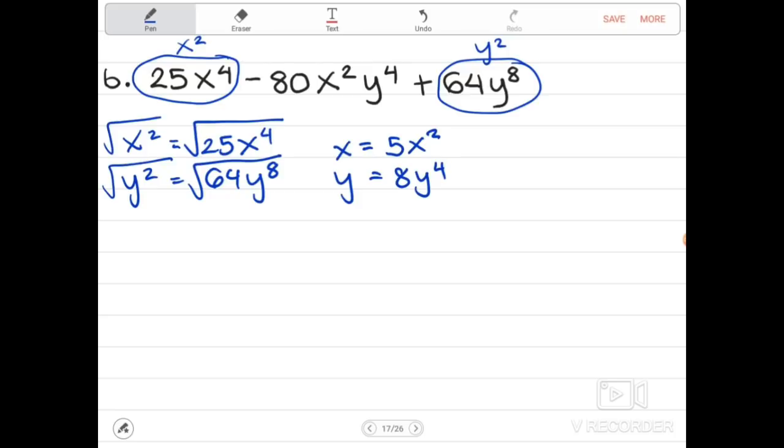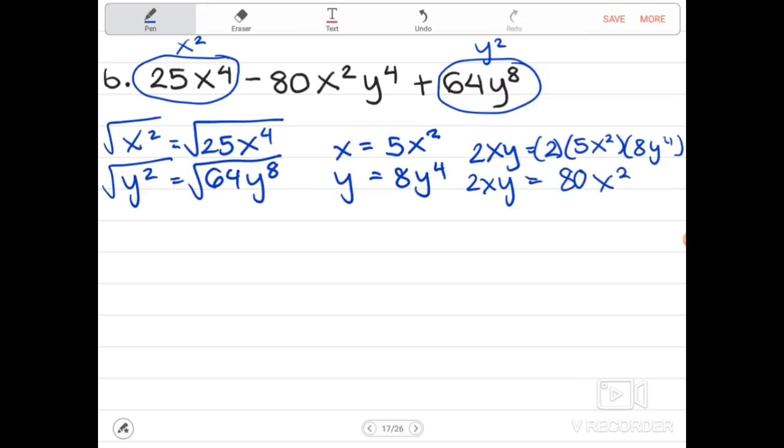2xy. It should be the middle term. So, i-multiply natin si x and y ng 2. So, 2xy. So, we have 2 times x. What is the value of x? 5x squared. And then, what is the value of y? 8y raised to 4. So, ano ba ang value ng 2xy? 2xy is equal to 80 x squared y raised to 4. So, siya yung gitna, siya yung middle term. So, ibig sabihin, applicable si perfect square trinomial.